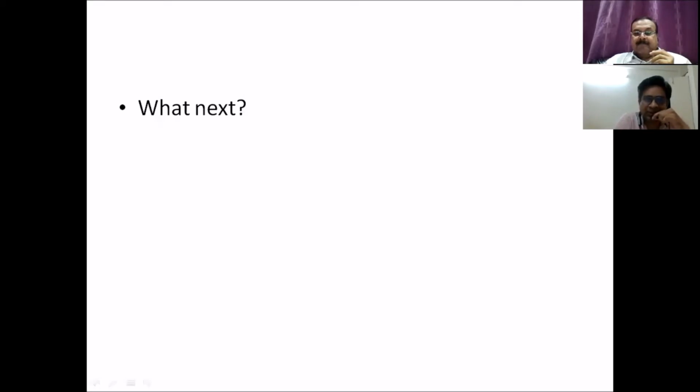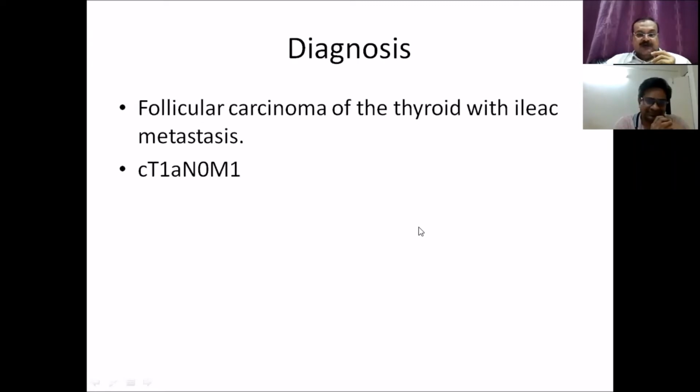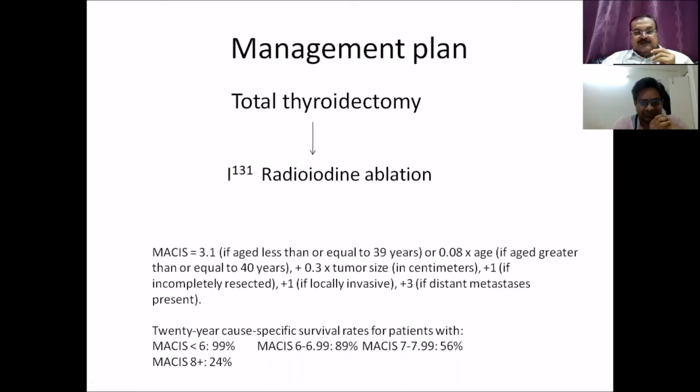Sir, we'll do the PFT panel and make the patient ready for the total thyroidectomy. Is that the treatment, Ajay? So the diagnosis was follicular carcinoma of the thyroid with iliac metastasis. TNM is T1a N0 M1. And Ajay has said that he'll do a total thyroidectomy. So the treatment actually is total thyroidectomy followed by radioiodine ablation, RIA. So Ajay, your answer is half wrong.